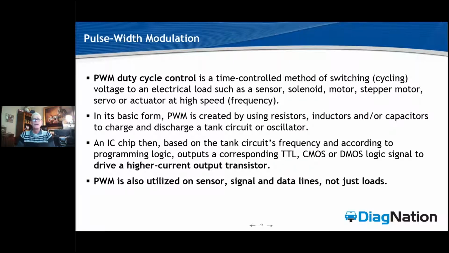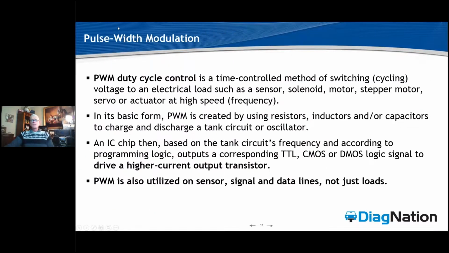In its basic form, pulse width modulation is created by using all of the components we covered on the last slide, and then it's going to charge and discharge an oscillation or tank circuit. What's going to happen then is the IC, based on the logic coming in there, is going to control the width or the delivery of that power based on input and output signals and programming, obviously. And one thing we need to realize as we move on here is that pulse width modulation is also utilized very heavily on sensor and communication lines, not just power loads.